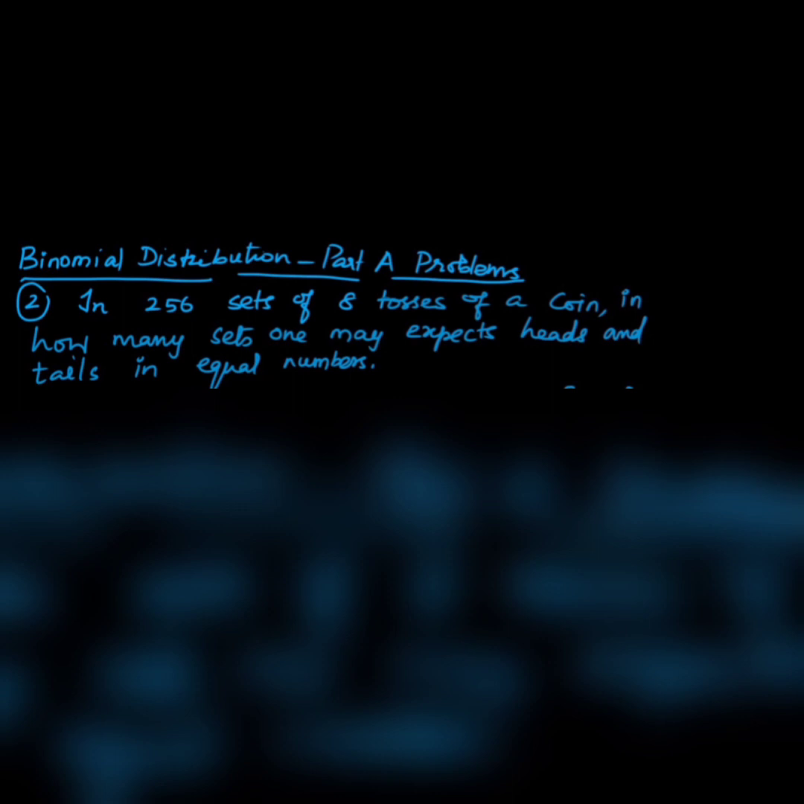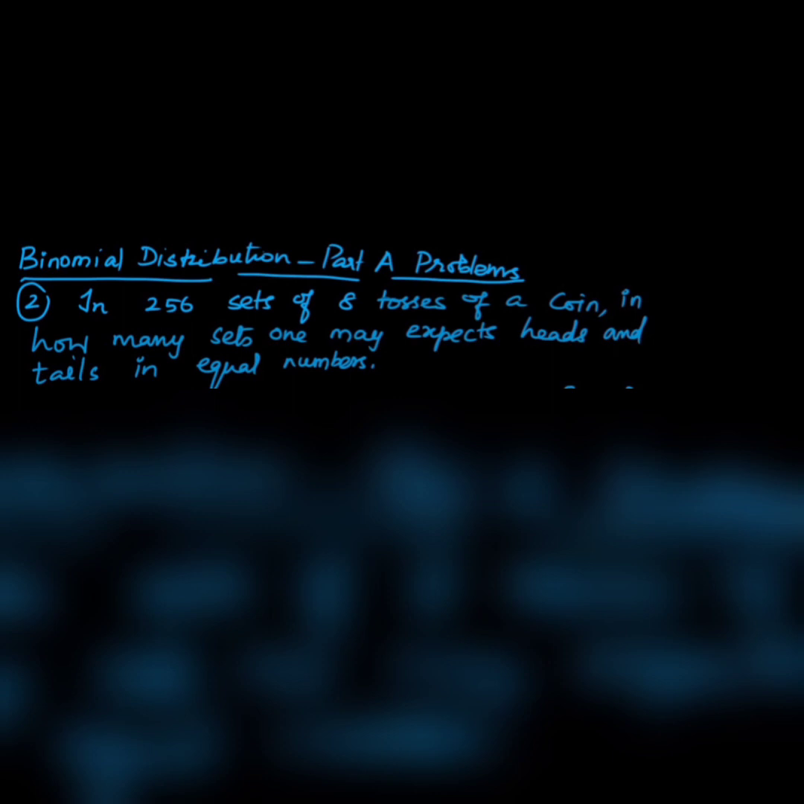Let us consider the 8 tosses of a coin. That is the binomial distribution here. Later we will discuss this 256 sets, because we first consider just one set and find out the probability value. Then at the final stage we can multiply that with 256 sets, and we will get the final answer.